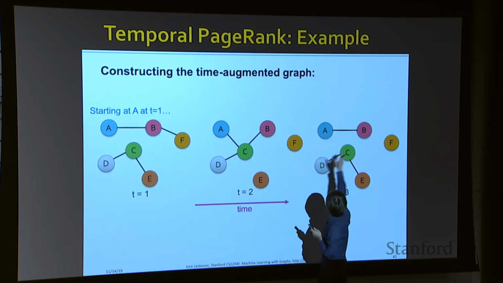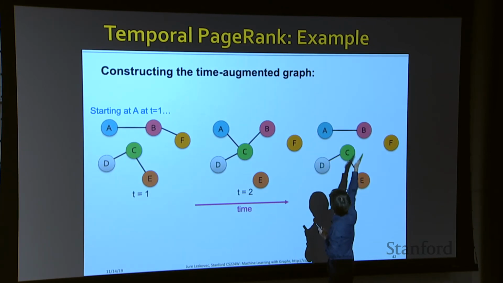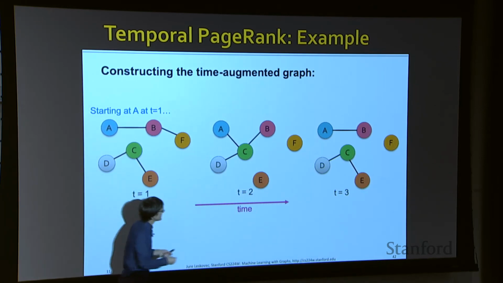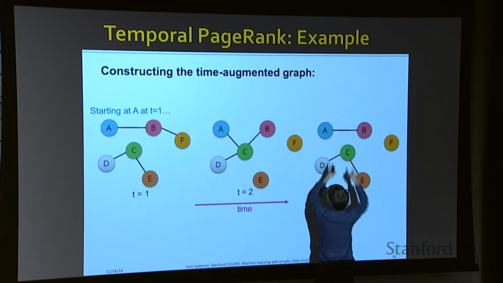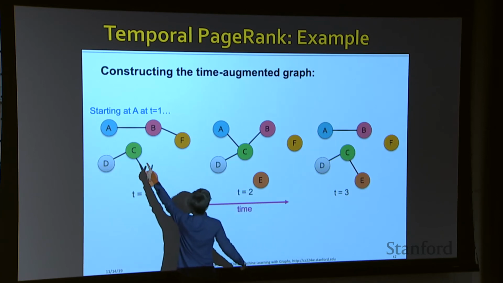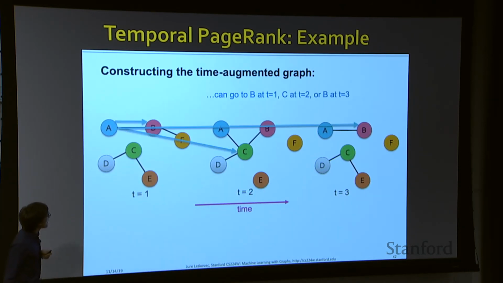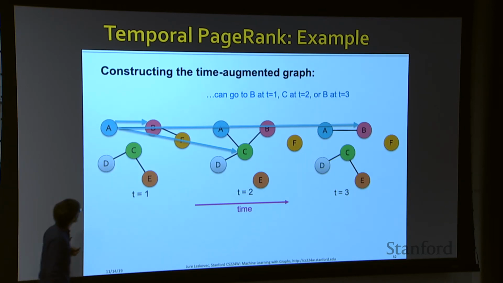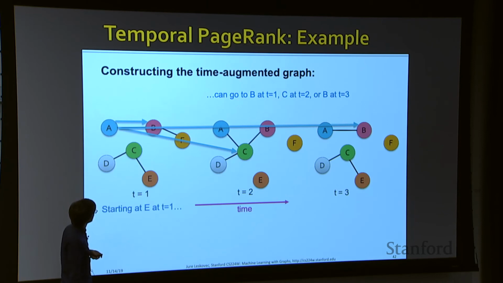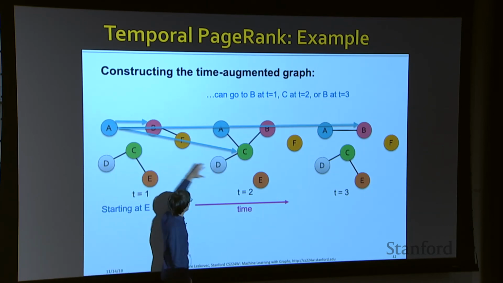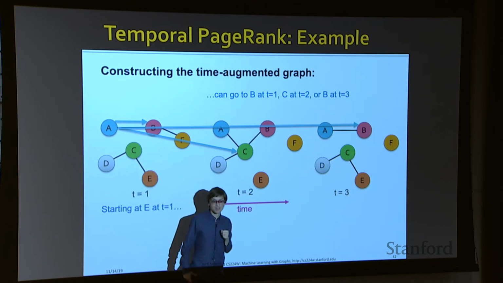So now for every time comma node, I create a new node. And now, rather than thinking of these links appearing here, I can think of them as appearing between the node and the target, right? So this is how the links will look, right? And I can now do this for all the nodes to create this kind of temporally augmented network.